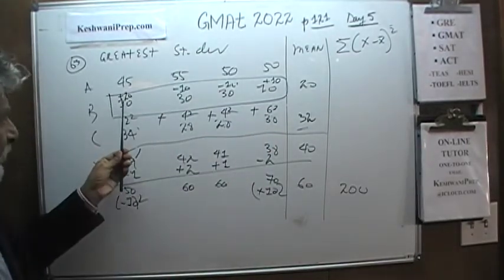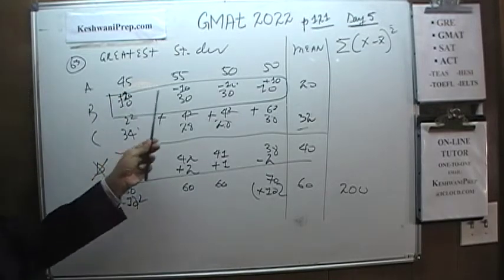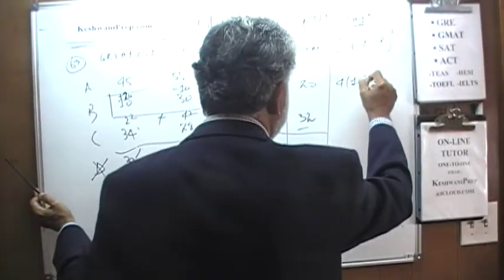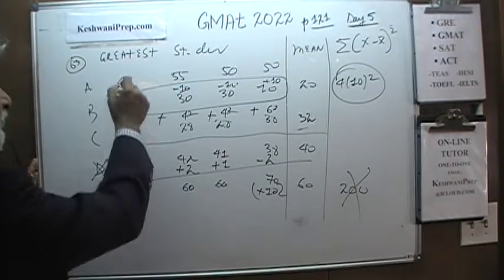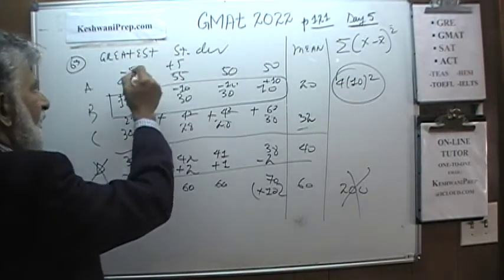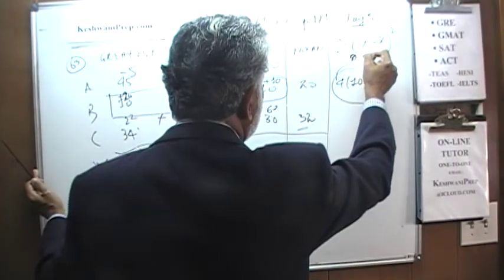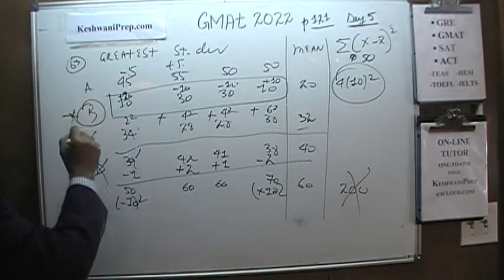Here, what we're looking at is 10 squared, 10 squared, 10 squared, 10 squared. It is 4 times 10 squared. That is 400. This one is out. And this is just negative 5 and a positive 5. 5 squared and 5 squared is just going to give us 50. The answer is B.